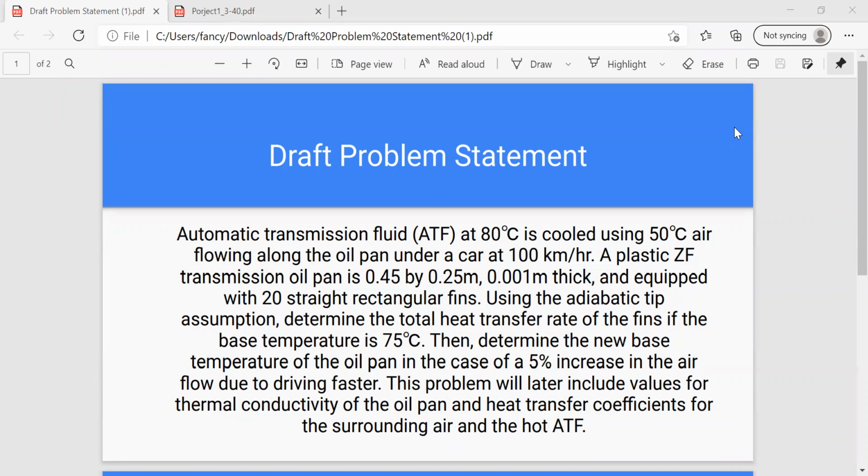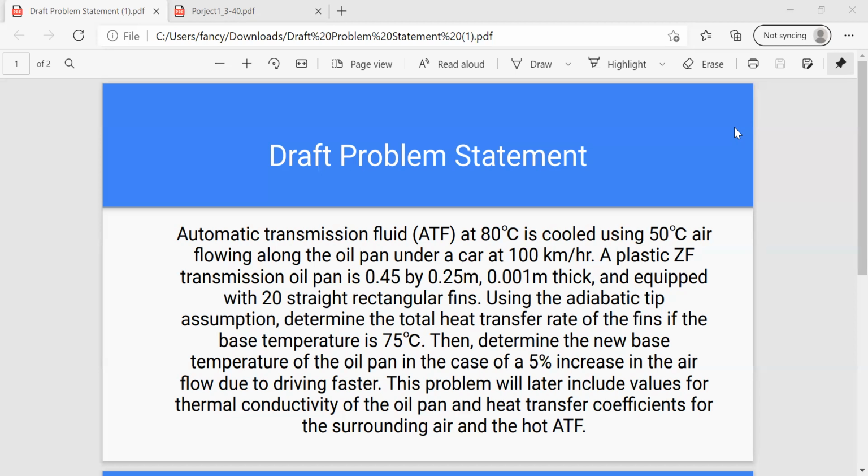Automatic transmission fluid at 80 degrees Celsius is cooled using 50 degrees Celsius air flowing along the oil pan under a car at 100 kilometers per hour. A plastic ZF transmission oil pan is 0.45 by 0.25 meters, 0.001 meters thick, and equipped with 20 straight rectangular fins. Using the adiabatic tip assumption, determine the total heat transfer rate of the fins if the base temperature is 75 degrees Celsius. Then determine the new base temperature of the oil pan in the case of a 5% increase in the airflow due to driving faster.